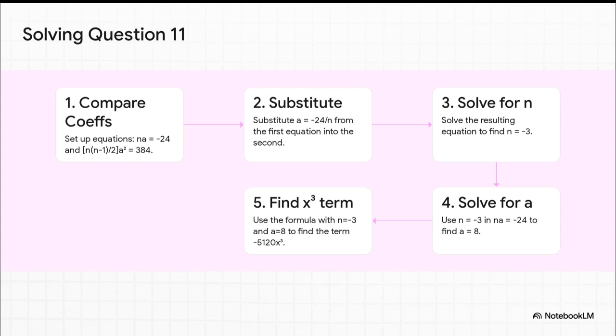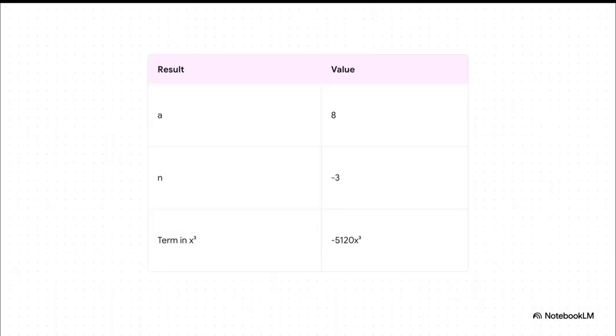We can rearrange the first one to find a in terms of n, plug that into the second equation, and solve for n. Once you have n, finding a is easy, and after all that, we can finally find the x cubed term. And there are our results. After all that work, we get a equals 8, n equals -3, and check out that x cubed term, minus 5,120x cubed. That's a big number.